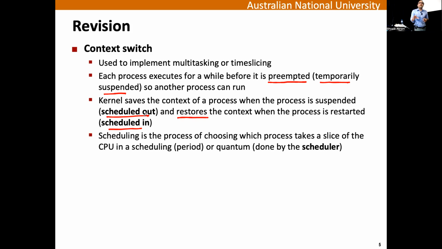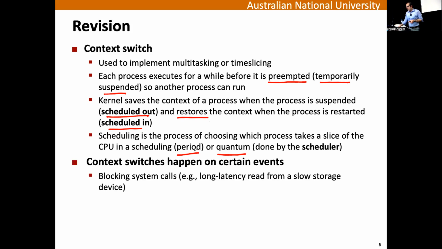The portion of the kernel that does all this is called the scheduler. We won't be going into the scheduler. This is the domain of operating systems. We just want to know that these things exist. And typically, there is a scheduling quantum or period that the kernel uses to decide how often to switch, to schedule in and schedule out different processes.